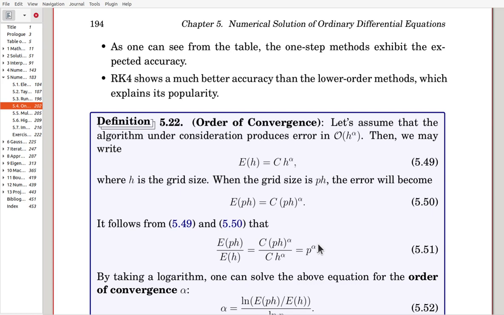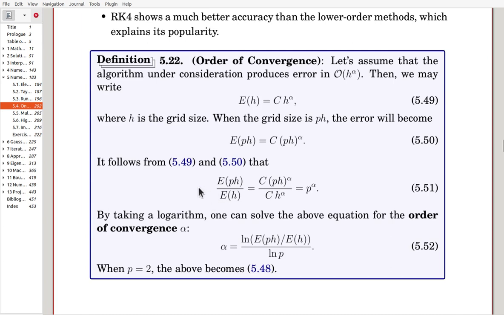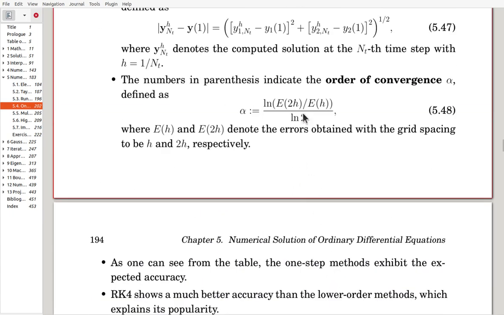In order to do that, we apply the natural logarithm. Then the natural logarithm of this is the same as, using the power rule, alpha times logarithm p. By dividing the terms by logarithm p, we reach this solution. That is exactly the term we used when p is 2.